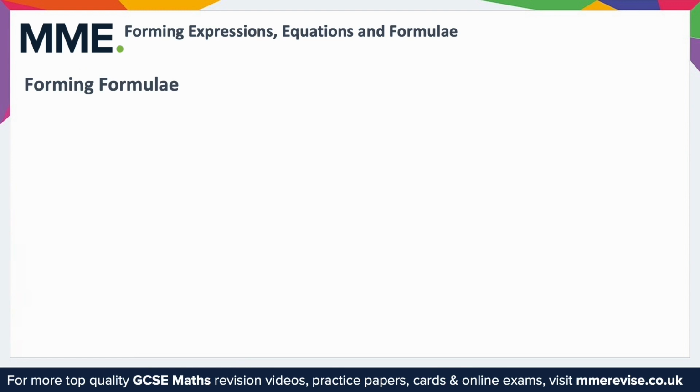For example, if a car rental company charges £50 per day to rent a car plus an additional 10p per mile, then we can create a formula for the cost of the hire car. The variables the cost depends on are the number of days the car is hired, that we can call T. So that's the number of days hired. And the number of miles the car travels, that we can call D. So that's the number of miles travelled.